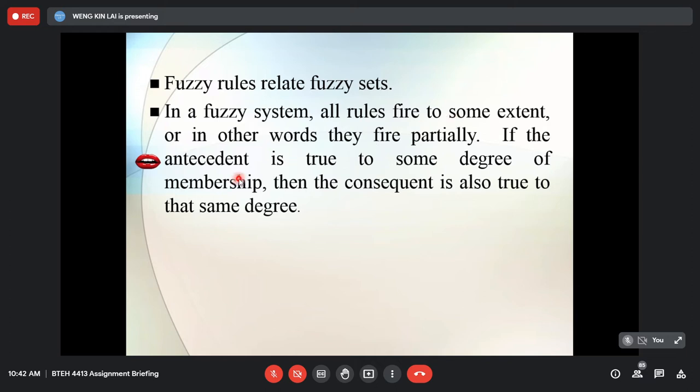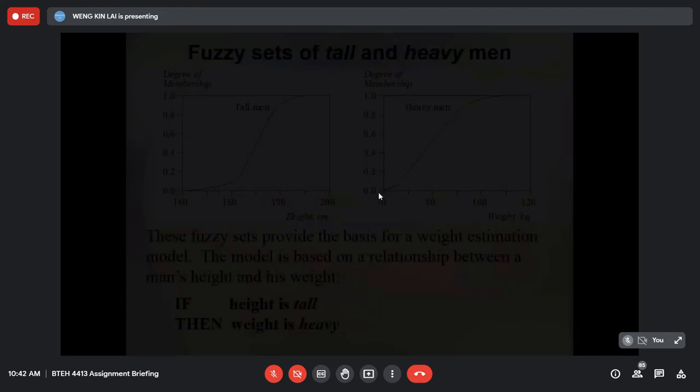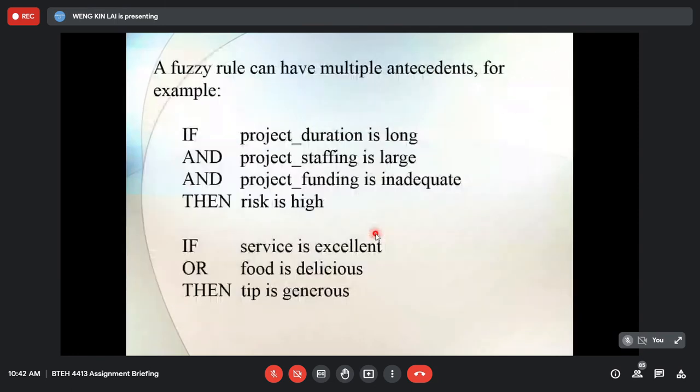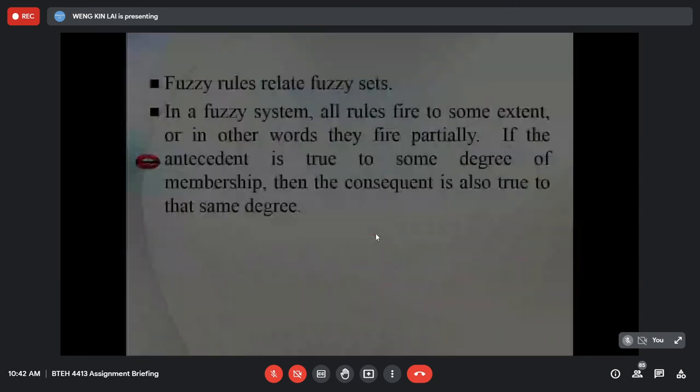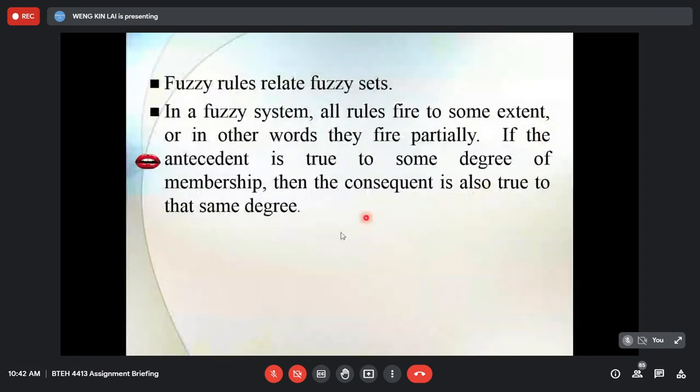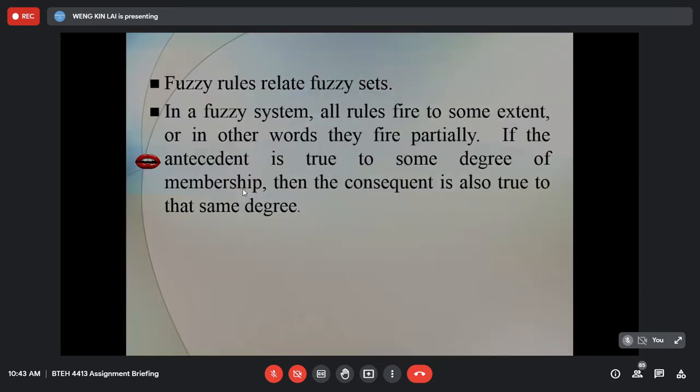Now, if the antecedent is true to some degree, then the consequent is also true to that same degree, because it's a consequent of that. So if your antecedent part fires to 0.5, then your consequent will also be firing to 0.5.